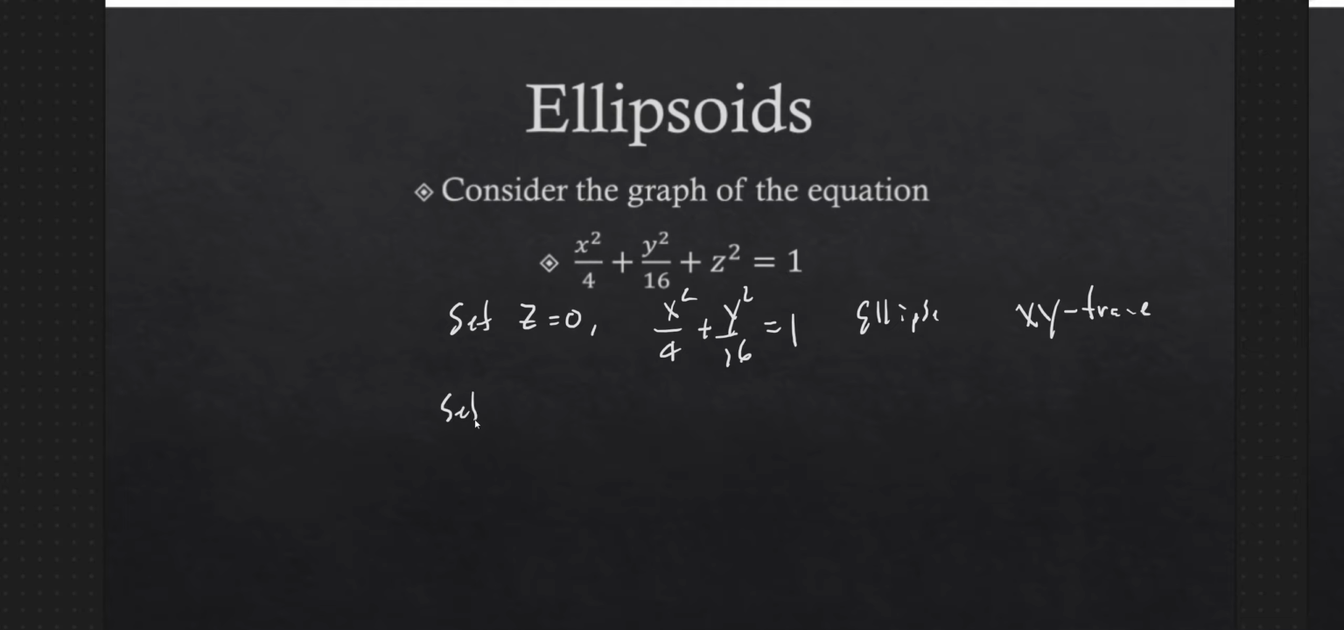If I set, let's say, y equal to 0. Oh, and let's actually identify what ellipse this is, right? This is an ellipse. It's going to be in the xy plane. And my x is going to go from 2 to -2. My y is going to go from 4 to -4. So it's that ellipse. Set y equal to 0, I get x squared over 4 plus z squared equal to 1. Again, we have an ellipse.